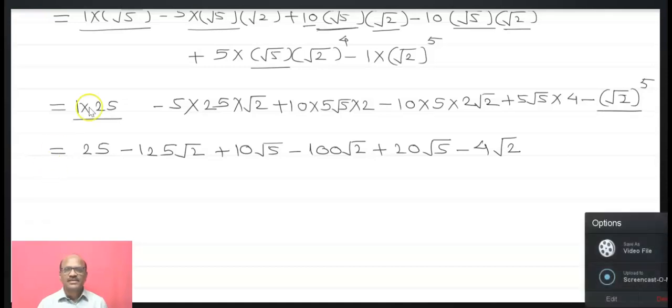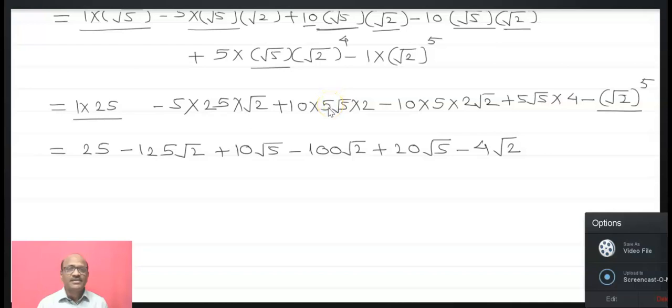Now see this here. Again, I have not changed it yet, but I will change it here. Now 1 into 25, the 25 root 5 must be there. I will change it in the last step. Now 5 into 25, this is 125 root 2. Now next is 10.